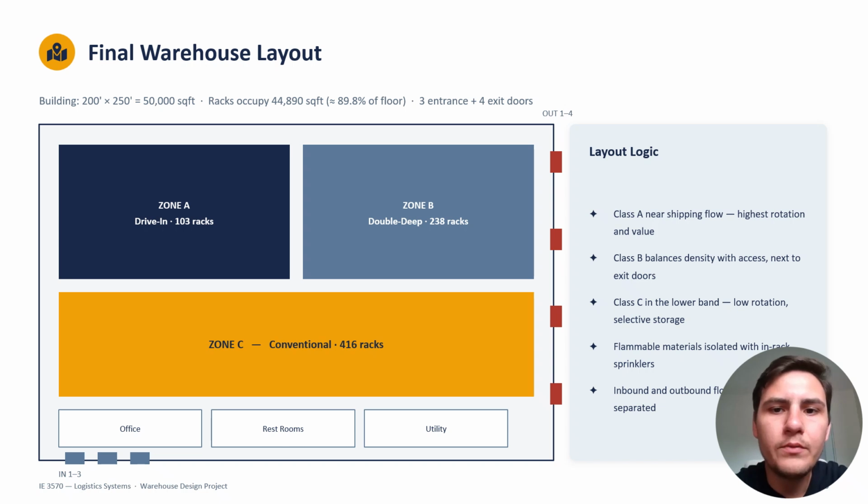The final layout fits everything in a 200 by 250 foot building, a total of 50,000 square feet. For the racks, Class A sits near the shipping flow, since it has the highest rotation and value. Class B is next to the exit doors, and Class C, our lowest rotation item, sits in the selective access zone. 3 entrance doors and 4 exit doors keep the inbound and outbound flow completely separate.